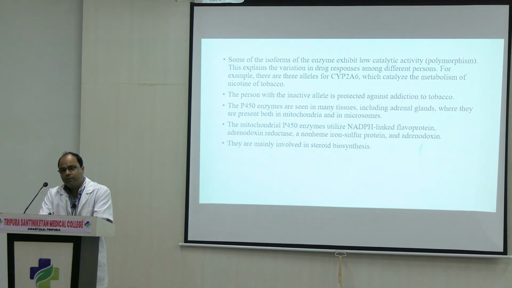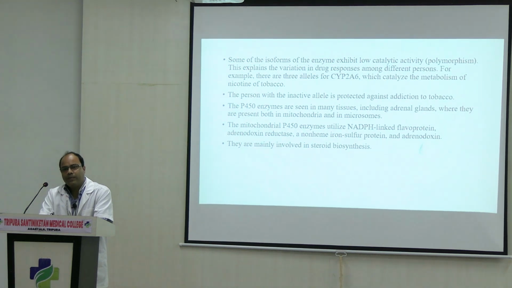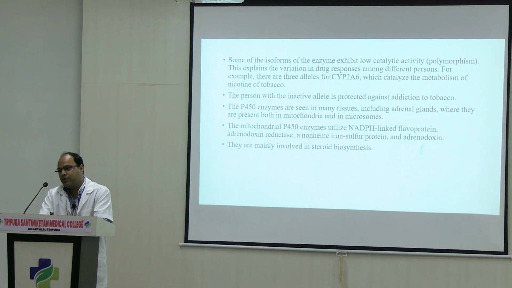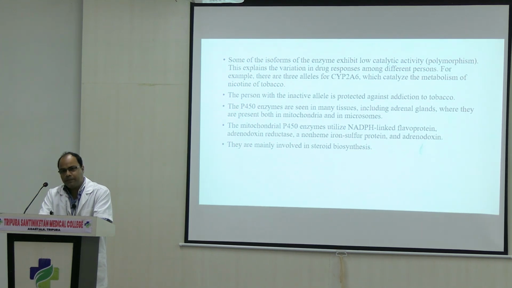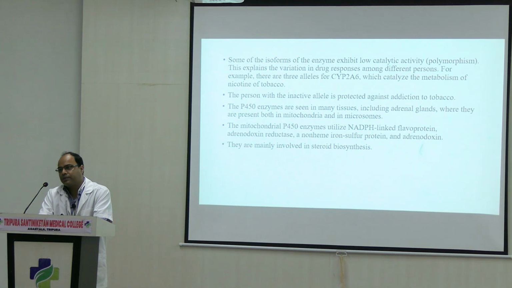What is cytochrome P450? They are heme containing enzymes. They are present in the endoplasmic reticulum, especially in the liver, apart from the kidney and adrenal cortex. Why is it named cytochrome P450? Because in presence of carbon monoxide gas, maximum absorbance observed is at 450 nanometer. This is the reason they are named cytochrome P450. Their function is to detoxify xenobiotics and drugs. They may be inducible enzymes.